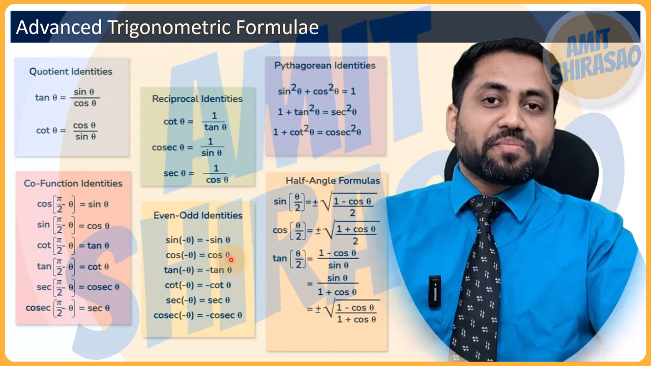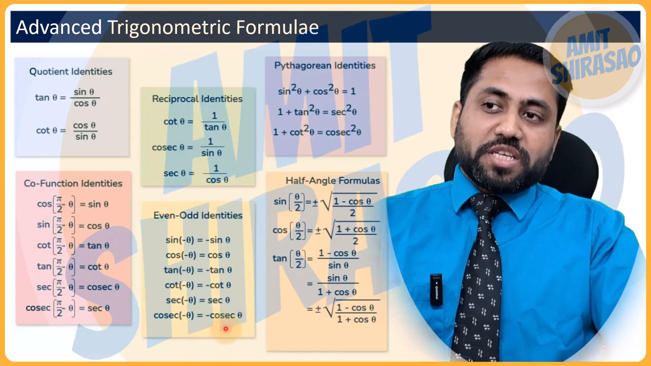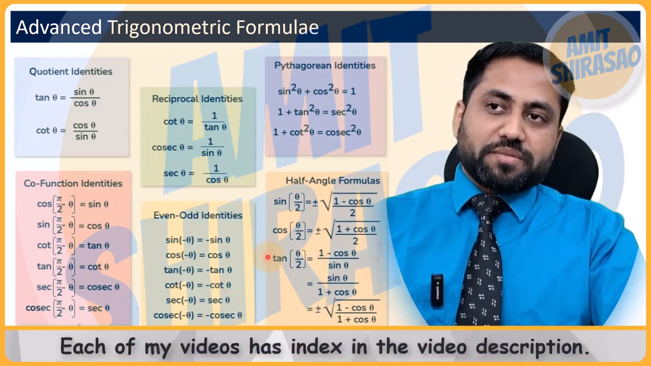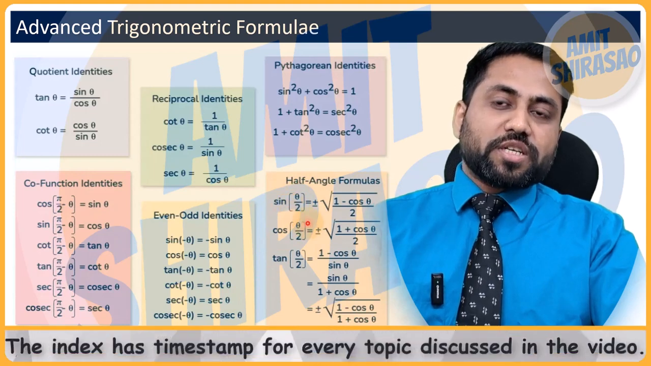Sec is the reciprocal of cos. So it doesn't affect both of them, and it affects everybody else. Okay, even cosec is getting affected. Then half angle formulas. So you know theta by 2, when you do theta by 2, then what will happen?